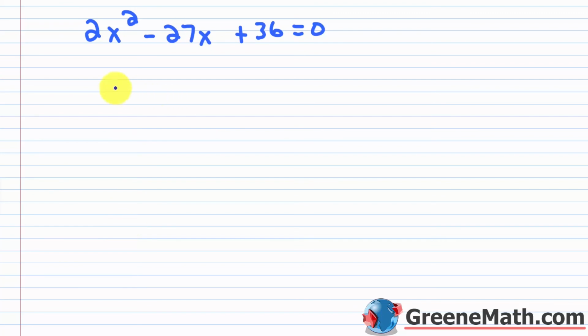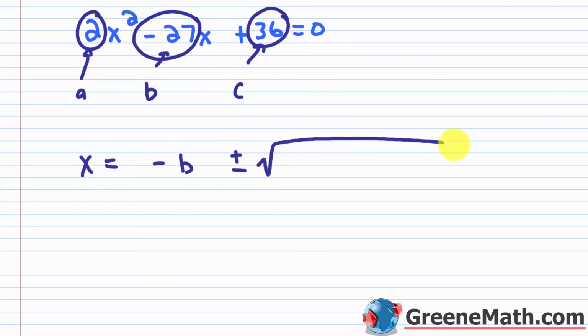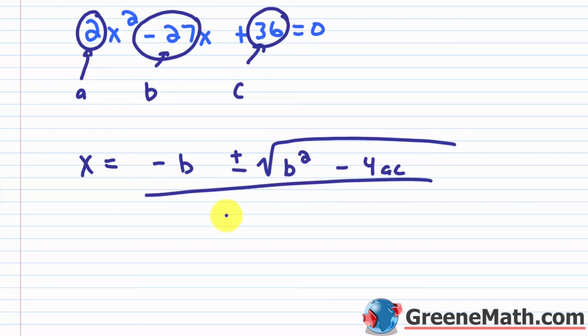Again, you can solve this one with factoring, but I'm going to use the quadratic formula. So this guy right here, this is going to be A. This guy right here, this is going to be B. This guy right here is going to be C, okay? So I'm going to plug into x equals the negative of b plus or minus the square root of b squared minus 4ac, the whole thing's over 2a, okay?